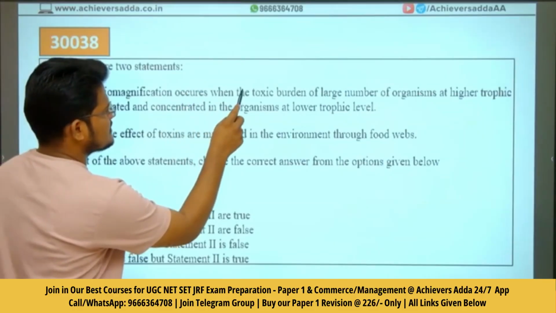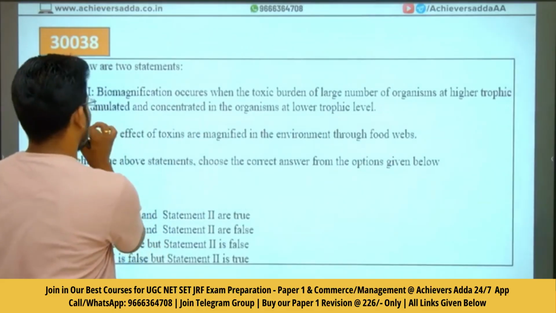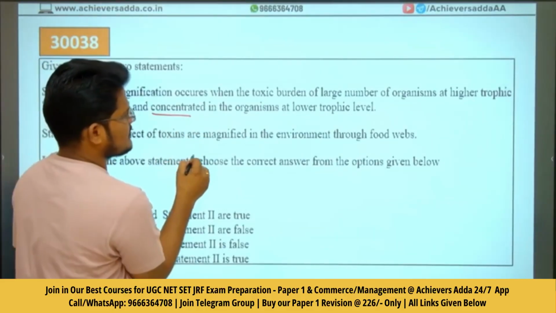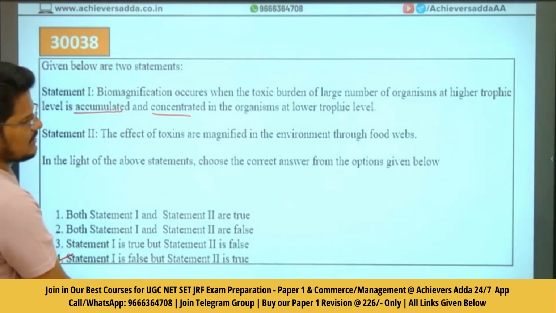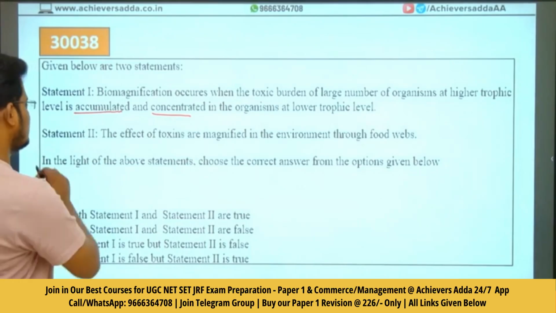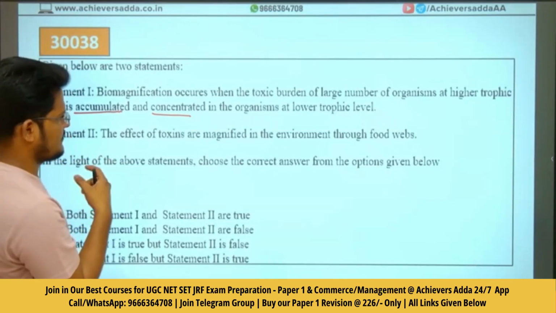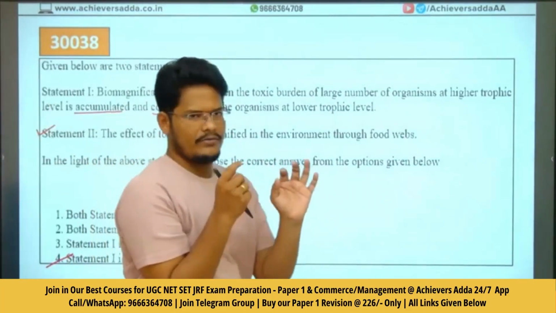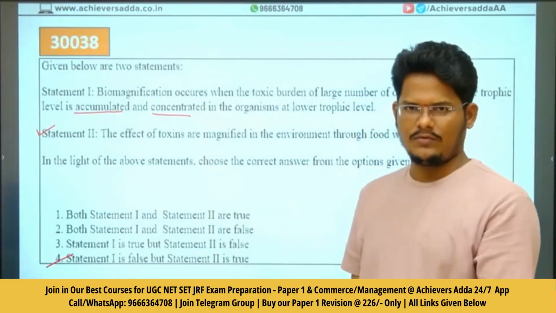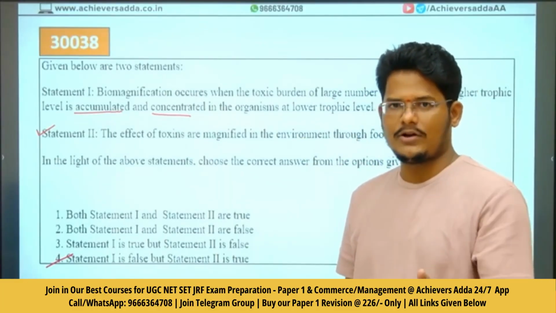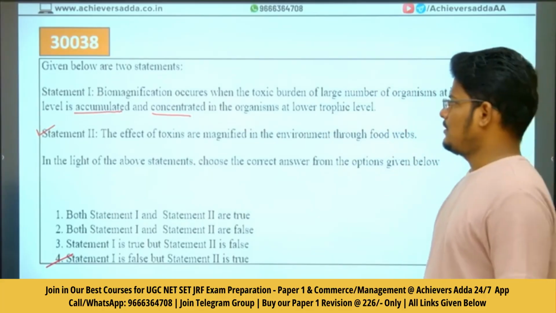Biomagnification occurs when the toxic burden of a large number of organisms at a higher trophic level is accumulated and concentrated from the organisms at a lower trophic level. The effects of toxins are magnified in the environment through food webs. This happens because of the food only. Whether it is toxic or not, we can identify it due to food only, because living organisms like fishes, if you take, will be infected due to food only. The food which you are giving inside the water will be consumed by the fishes or the prawns, which are aquatic animals.